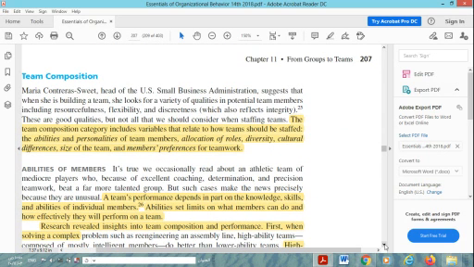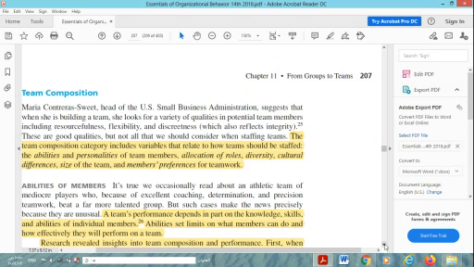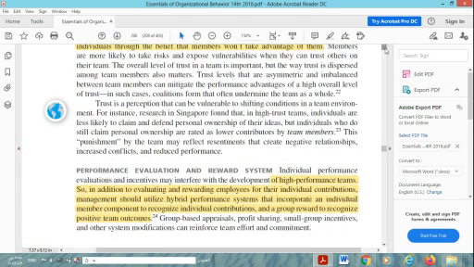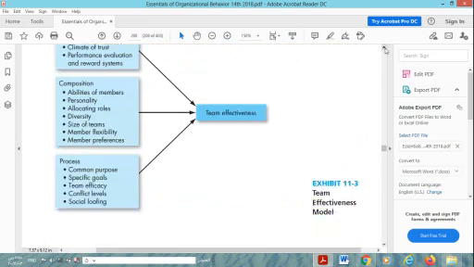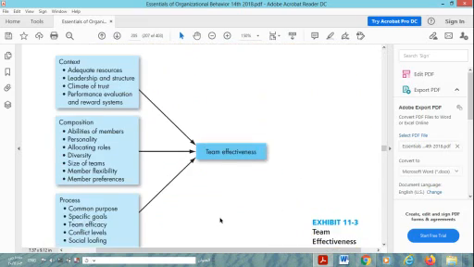طيب نتحدث على اللي هو category number 2, in order to create an effective teams, اللي هي بتتحدث عن ال composition. Okay. طيب under this category we have subcategories related to the composition. The first one, which is related to the abilities of members.